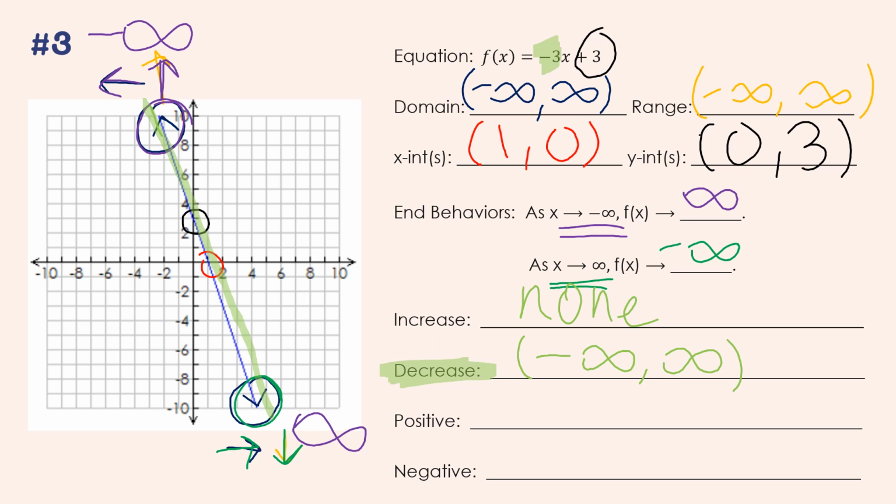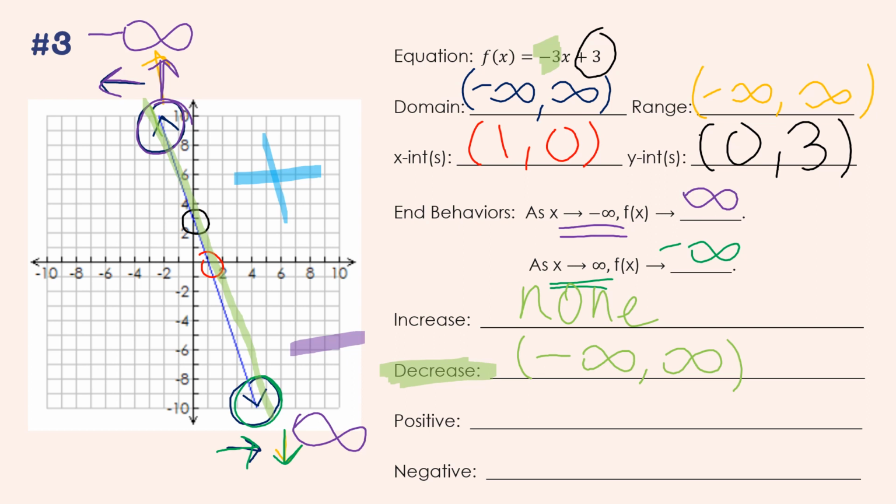All right. Positive means that it's above the x-axis, that's up here. Negative means that it's below the x-axis, which is down here. We're going to start at negative infinity. We're going to end at positive infinity. We'll have to take a break when it is on the x-axis.